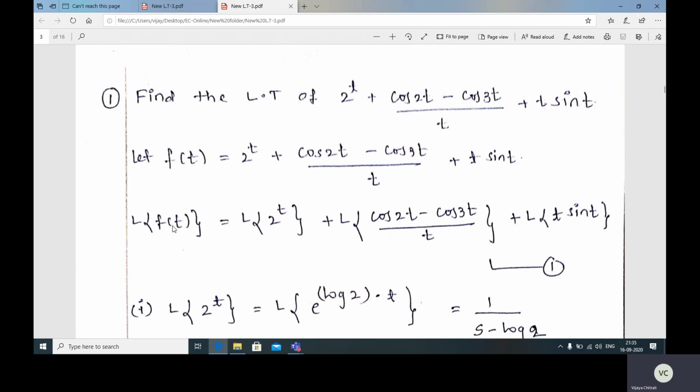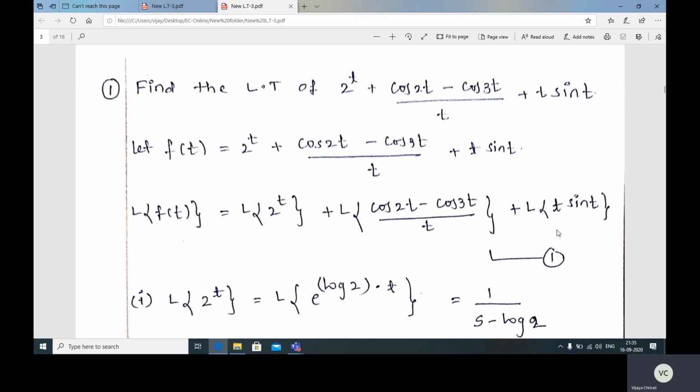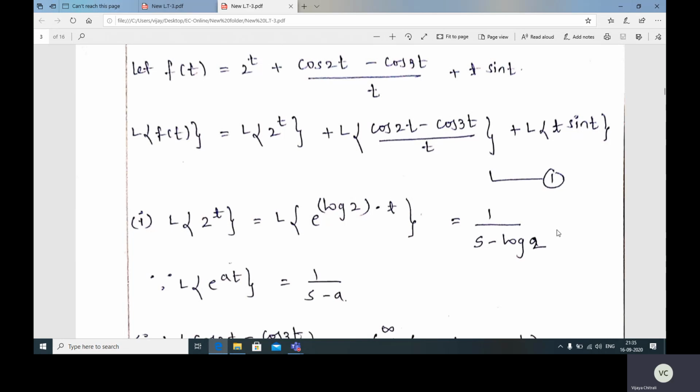So Laplace transform of f of t is equal to Laplace transform of 2 raised to t plus Laplace transform of cos 2t minus cos 3t divided by t plus Laplace transform of t sin t. So I'll take this as equation 1. So we need to find the Laplace transform of all these three terms. So first one, Laplace transform of 2 raised to t.